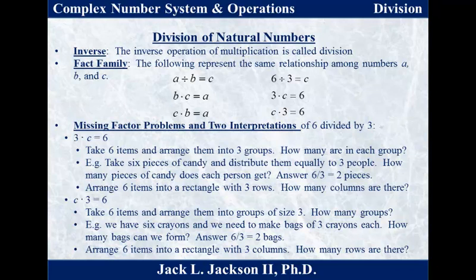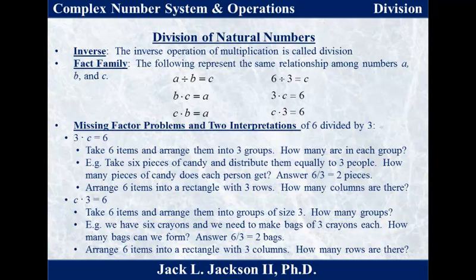So if we do 3 times C equals 6, what we're doing is we're taking 6 items and arranging them into 3 groups, and the question is, how many are in each group? The second factor is what we don't know. Remember, the second factor tells us how many are in each group.